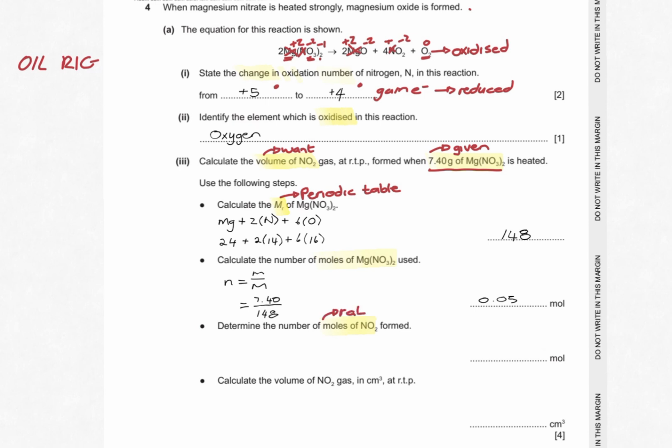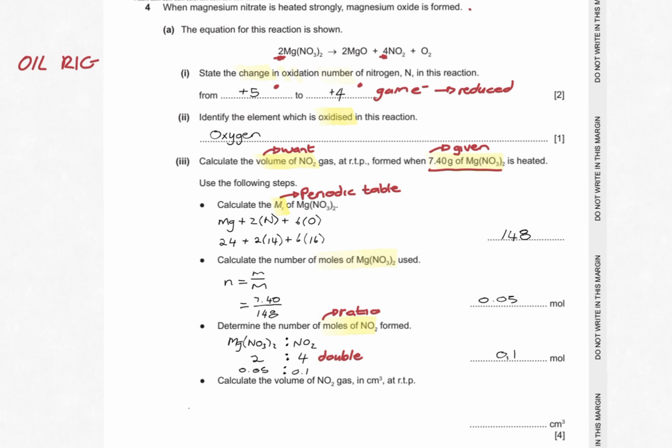Then they ask to determine the number of moles of nitrogen dioxide that was formed. So here we're going to use our ratio. So we want the ratio of magnesium nitrate to nitrogen dioxide. Now magnesium nitrate was 2 moles and nitrogen dioxide was 4 moles. That's 2 to 4. Now we know that magnesium nitrate was 0.05, so I have to double it to get 0.1 mole of nitrogen dioxide.